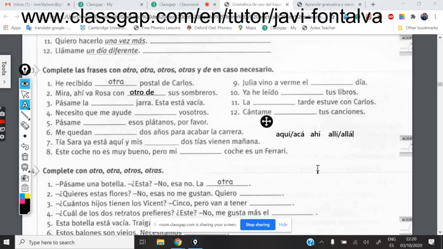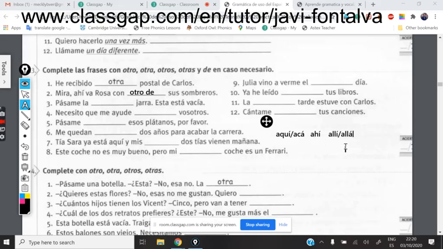So let's talk about here. Basically, you have two versions. You could say either aquí, you could say acá. It's up to you. There is a little difference between these two, but practically speaking, they're interchangeable. So you could choose either one. In Spain, we usually say aquí. In Latin America, they usually say acá.